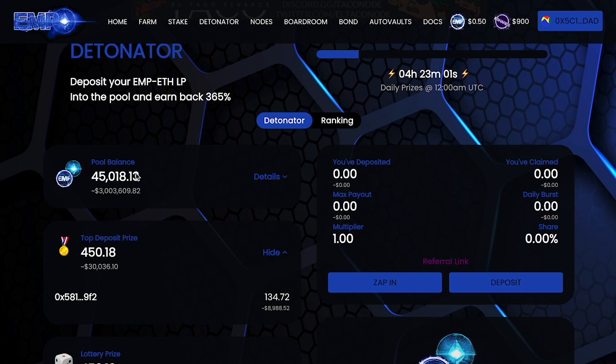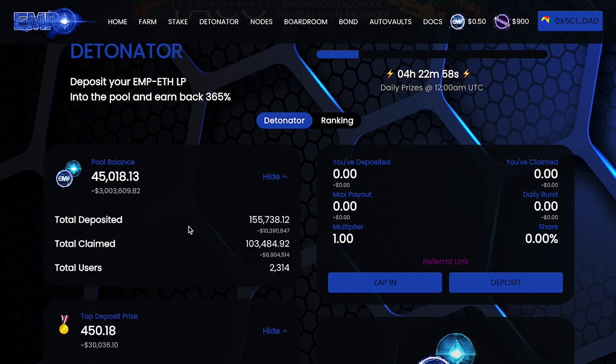Okay, we'll start with pool balance. Basically, what that's showing you here is the current pool balance in LP. So right now it's 45,018 LP, which at today's dollar value equals a little over $3 million. Now that can fluctuate a lot depending on what the price of EMP and the price of Ethereum is at any given time. When I'm recording this, the markets are way down, so that dollar value is down as well.